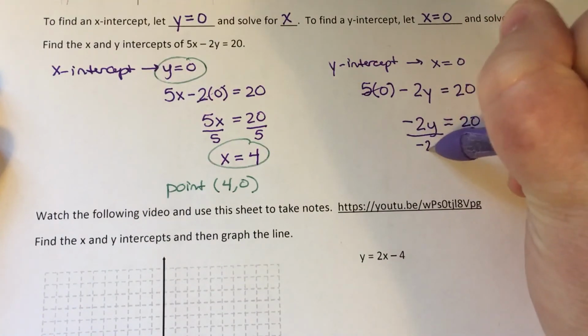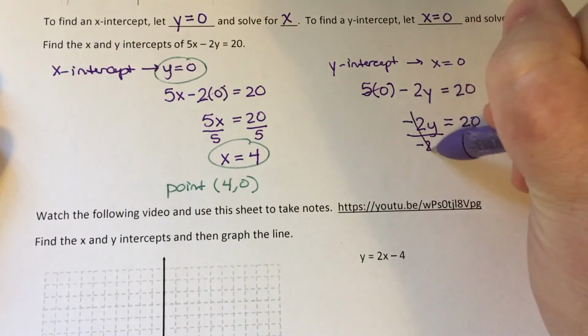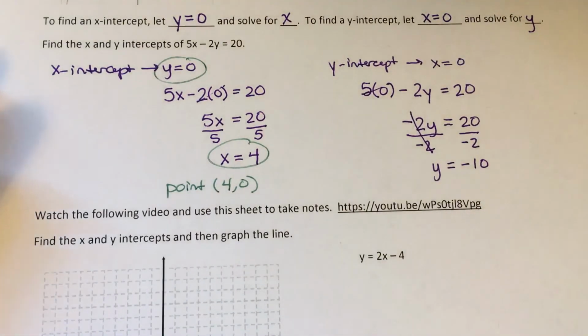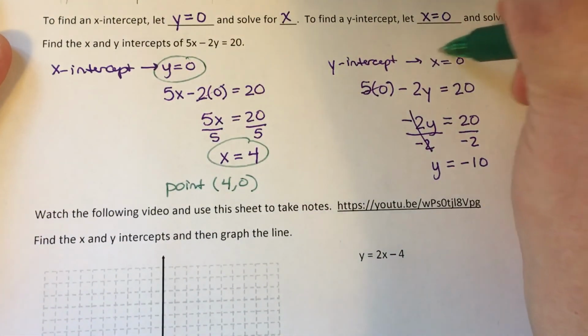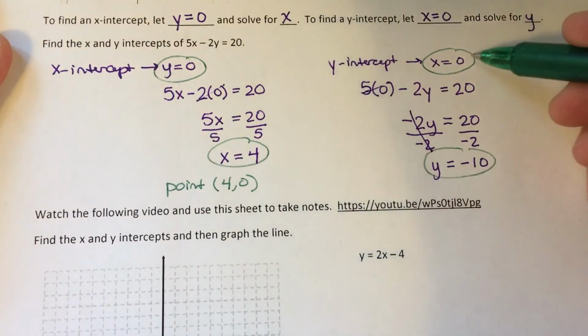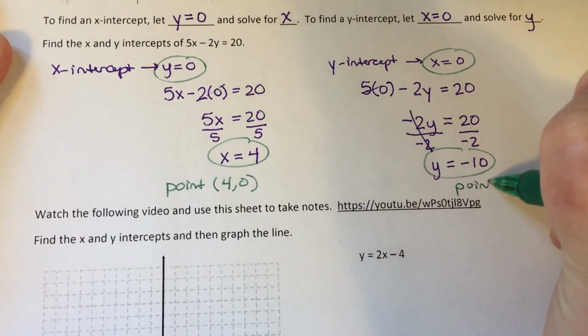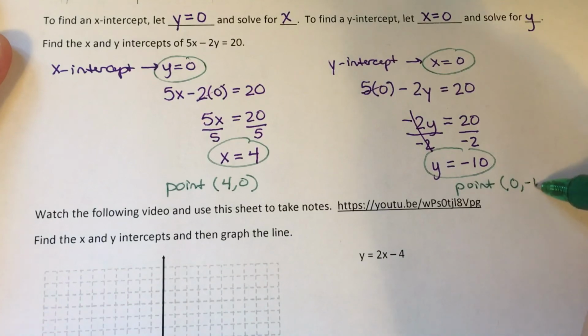So then when we're dividing both sides, we need to divide by -2. So that makes y = -10. And again, a y-intercept is not just this number, it's a point. So we found an x that goes with this y, so our intercept is the point 0, comma, negative 10.